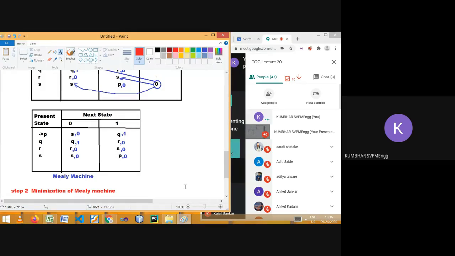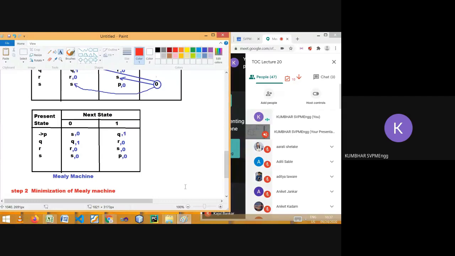Find equivalent partition of each group. We will check what an equivalent partition is. You might have learned that in discrete structures also, but we will revise it. And third, we have to repeat steps 1 and 2 until no further partition is possible. So ultimately we have to go for a number of partitions of the given states on the basis of outputs.